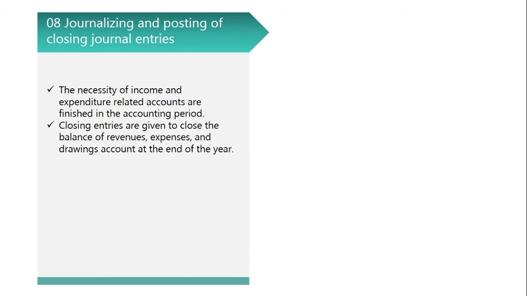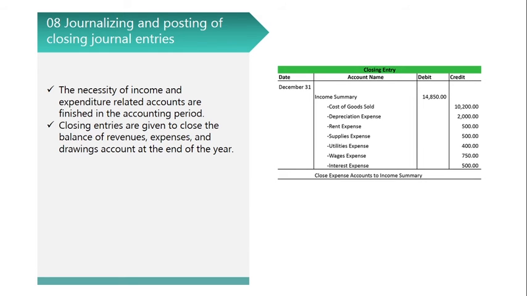The next step is journalizing and posting of closing journal entries. Closing entries are prepared at the end of the accounting period to update the owner's capital account. This will also eliminate the balances of the nominal accounts so that they may be ready for the next period. So in journalizing and posting of closing journal entries, the income and expenditure related accounts are finished in the accounting period. Closing entries are given to close the balance of revenues, expenses, and drawing accounts at the end of the year.